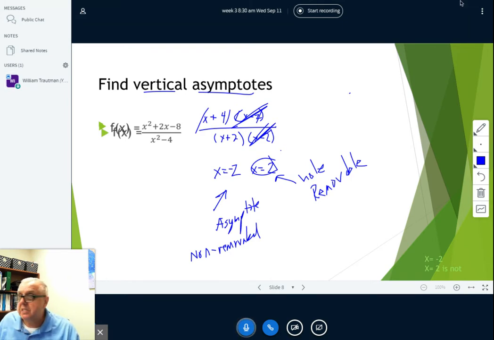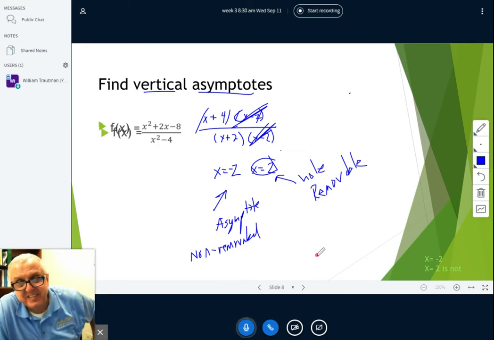Some of my students in the face-to-face class were using the zoom in features on the calculator. I don't know how to do that. I just change my window till I see the hole.